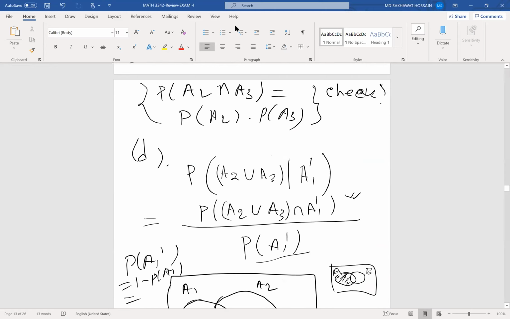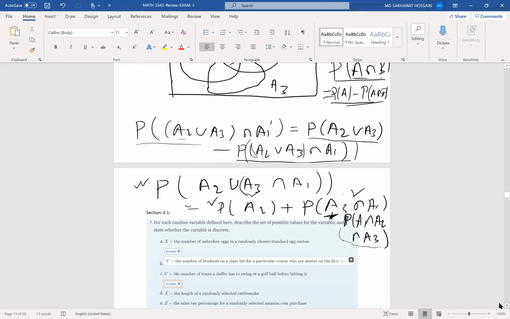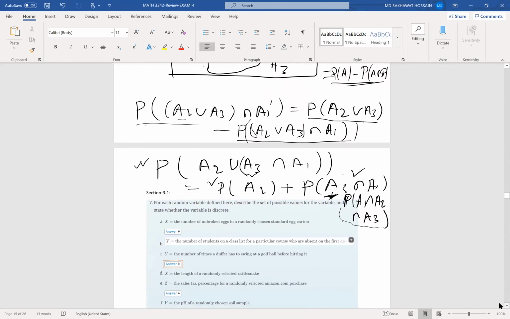Do you have any question? Part D is a little complicated. It will take a little more time because you have to calculate so many probabilities. You have to calculate the probability of the intersection of all three. That's it.